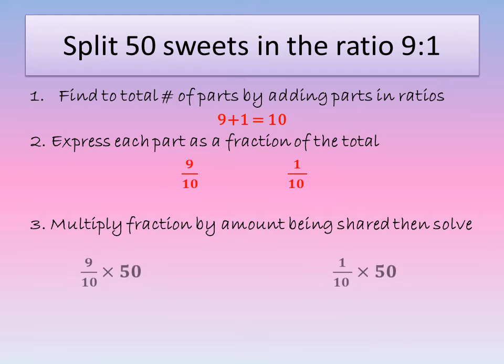Then we're going to multiply the fraction by the amount that's being shared, and then we solve. So here we're multiplying by 50 because we're sharing 50 sweets. Instead of getting 50 sweets and sharing them out, we're just going to use the mathematical approach, right? So of course, we're going to simplify by canceling or dividing through by 10. The number at the bottom divides into the number at the top. So 10 into itself goes 1, and 10 into 50 goes 5 times.